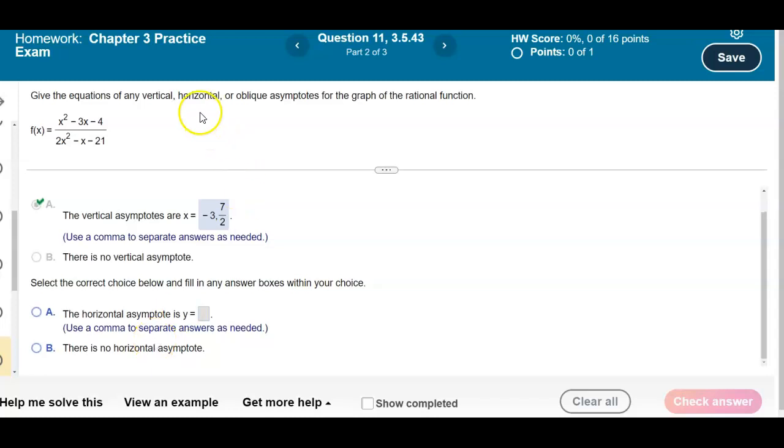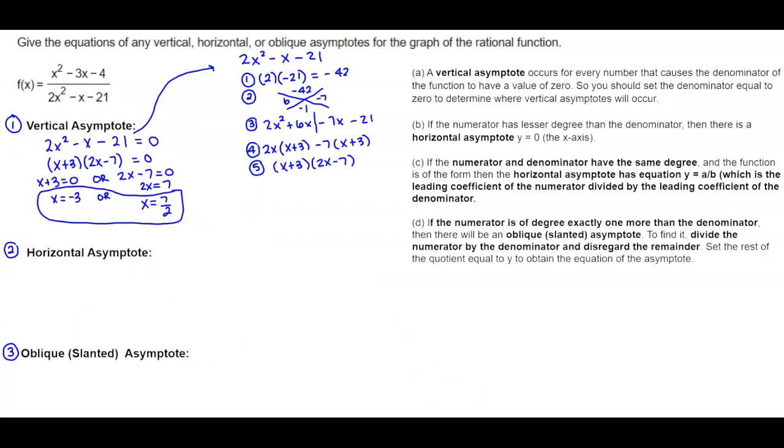Okay, the next step is they want us to determine if there are horizontal asymptotes. Well, let's go ahead and check the definition here. There are a couple of options. Take a look at the first one here, B. It says, if the numerator has a lesser degree than the denominator, then there is a horizontal asymptote at y equals 0, the x-axis. So let's take a look at the degree of the numerator. The degree of the numerator is 2, and the degree of the denominator is 2. So it doesn't apply for B, so we're not going to use B.